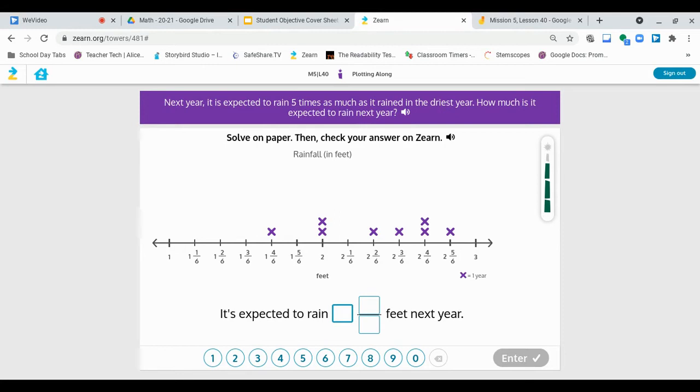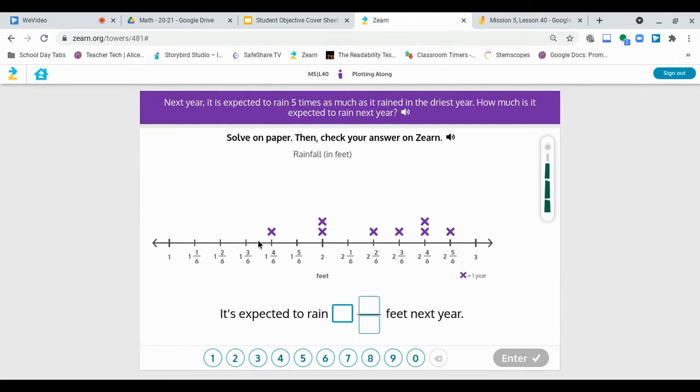Which of these has an X on it that is the least amount? Well, I'm going to look here. Each of these represents how many feet it rained. So if there was an X here, that would be 1 foot of rain that year, 1 and 1/6 of a foot of rain that year, 1 and 2/6 of a foot of rain. But we only count the ones that have X's, because those are the only ones that had a year. The others are just labeled on there because they needed it on the line plot.